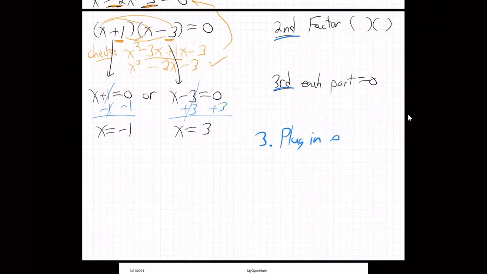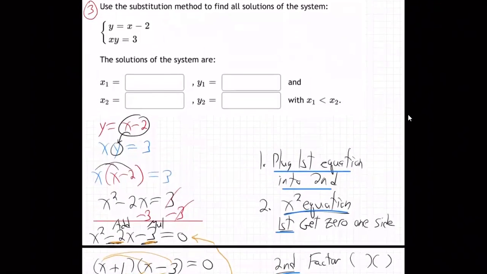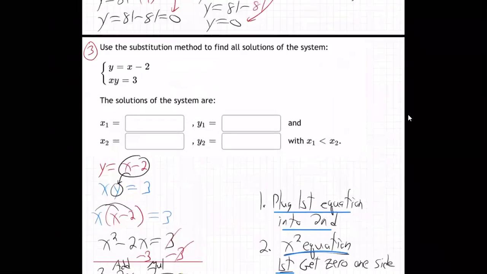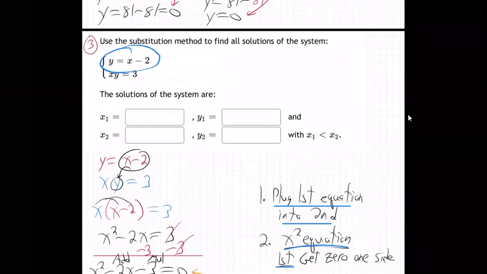plug in each x. Now, where are we going to plug it in? To the first equation, because the first one's easier. It doesn't really matter. Plug in each x to the first equation, because that one looks a little easier to find y. So go back to the first equation. Y equals x minus 2.